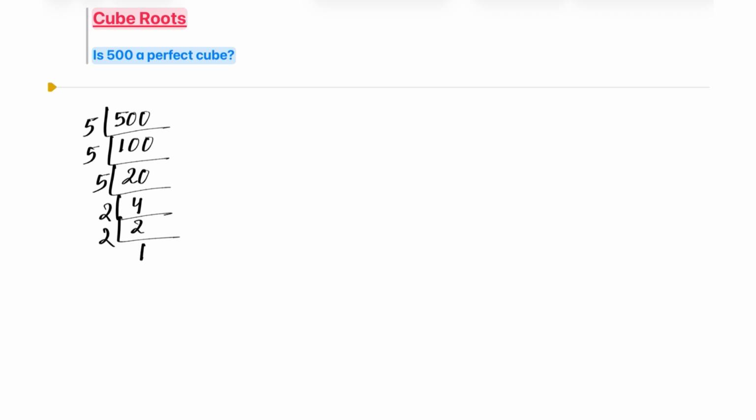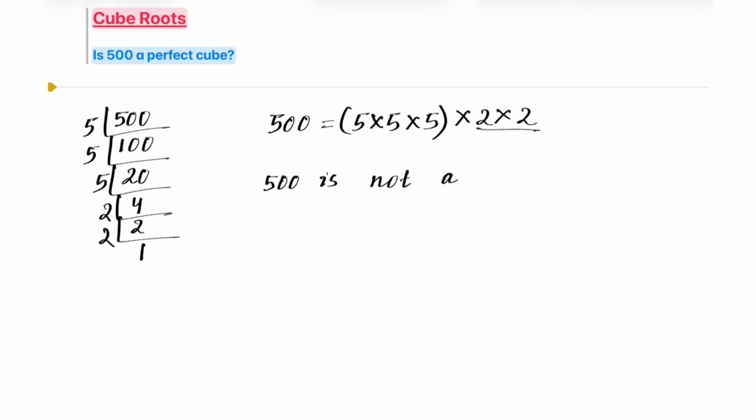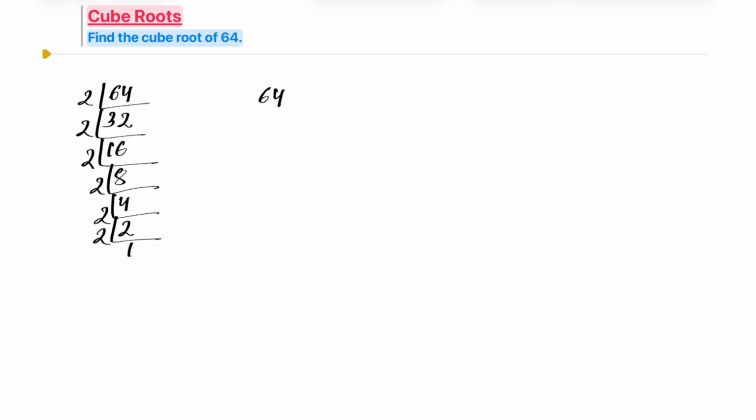Prime factorization of 500 is 5 into 5 into 5 into 2 into 2. In this case, prime factors cannot be grouped into triplets. So 500 is not a perfect cube. To find the cube root of 64, we will do its prime factorization. Prime factorization of 64 can be written as 2 into 2 into 2 into 2 into 2 into 2.